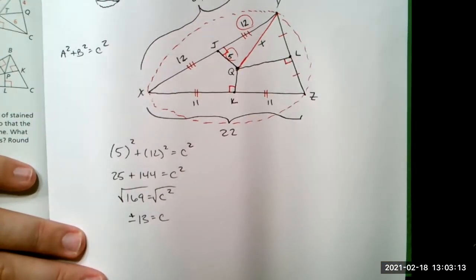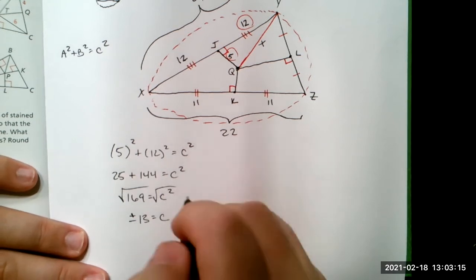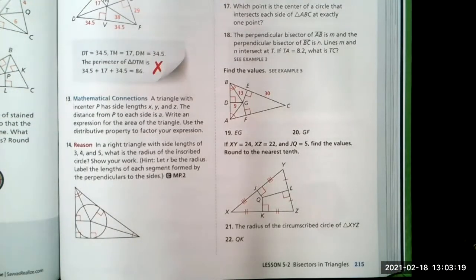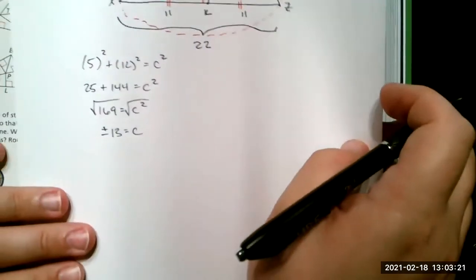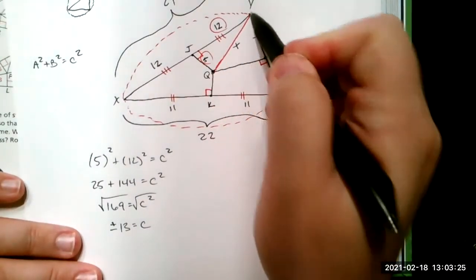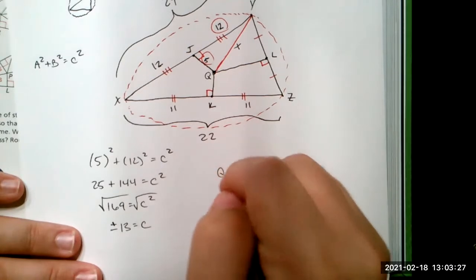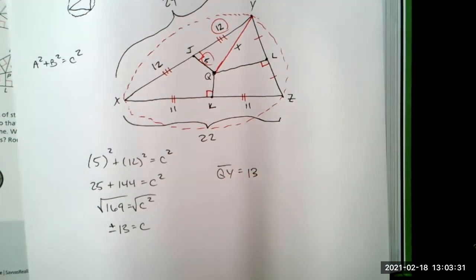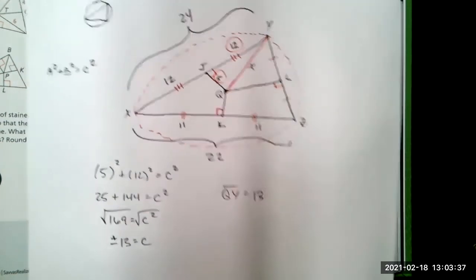You can't walk negative 3 feet. So in this case, I'm going to say that my distance, do they label it something? The radius, that's all they're wanting. So the radius of this circle, which again, that is the radius from the center to the edge. So I'll call that QY is 13, right? That's my radius. Again, I'm not using negative 13 because there's no such thing as a negative distance.